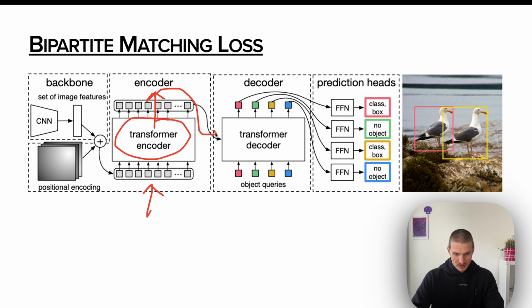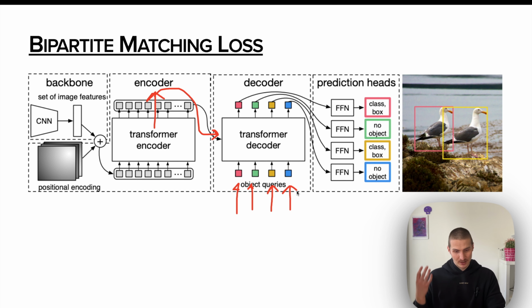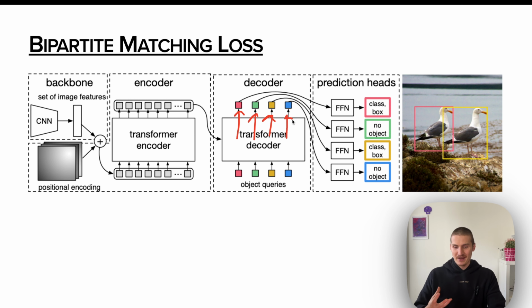Then that is passed on to the decoder. And from the beginning of the decoder, we start with object queries, which in DAB Detr are dynamic anchor boxes. So the actual 4 numbers for coordinates and size of the boxes that we are trying to predict, like the priors for the boxes. And then the output is basically 300 predictions, which are then matched to ground truth objects using bipartite matching loss. So some of those objects will get matched to a real object on the picture, but most of those 300 will not be matched to anything, and that will be just no object.